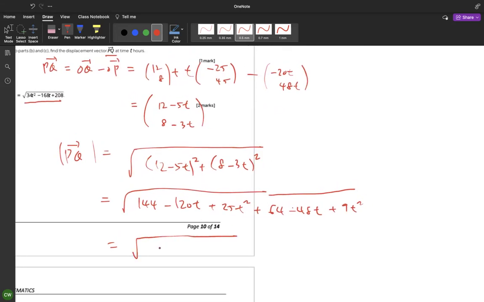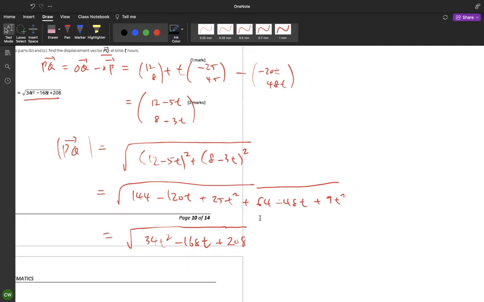So we'll start with 34t square, right? How about the t and t minus 168t? What is the last figure? The earlier part is correct. That's all.